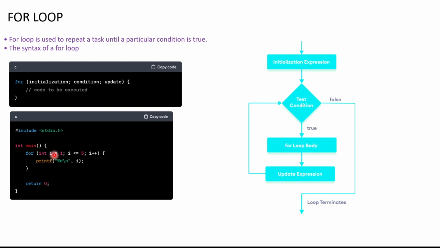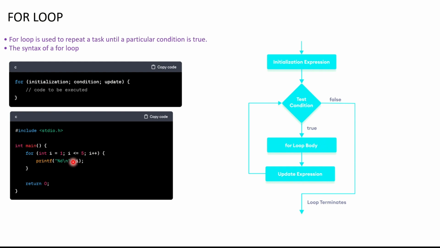So how does this work? First, the value of I is going to be initialized. So the value of I is going to be 1. 1 is less than or equal to 5, which is true. So the control is going to go to the print statement inside the block. It's going to print the value of I, 1. And then it's going to come back to the for loop and update the value. So the value of I is now going to be 2. So 2 is less than or equal to 5, which is again true. So it's going to again print 2.